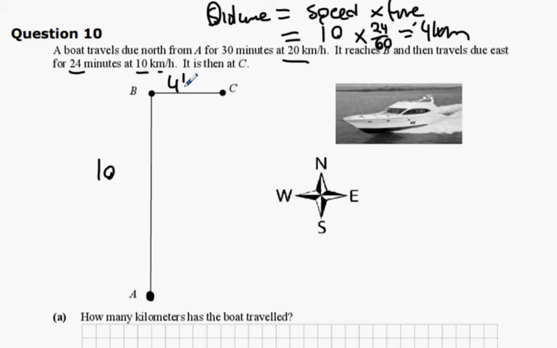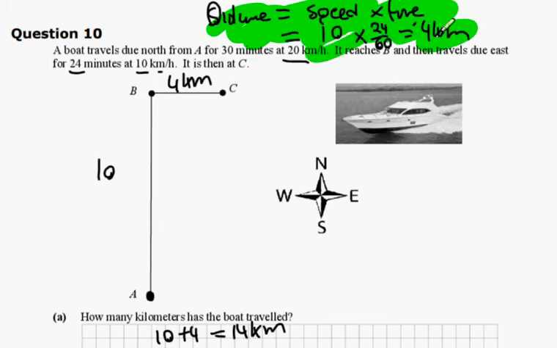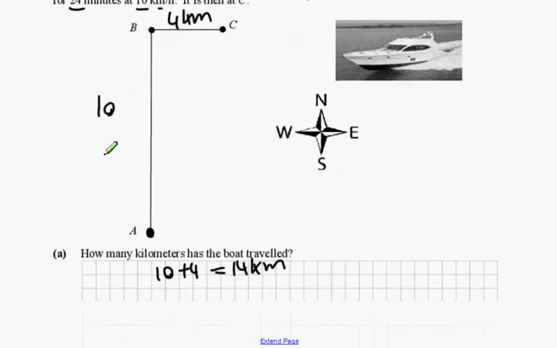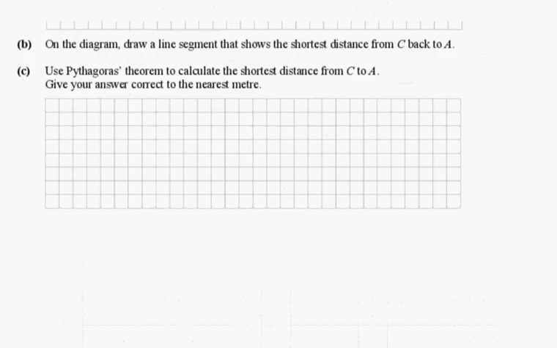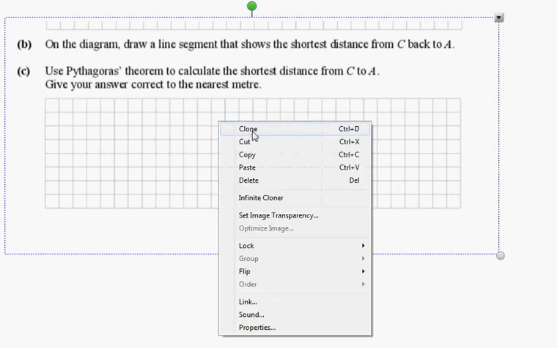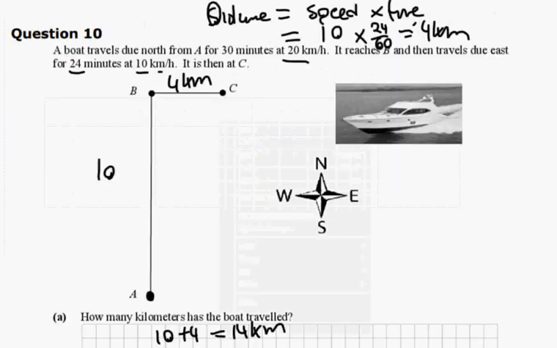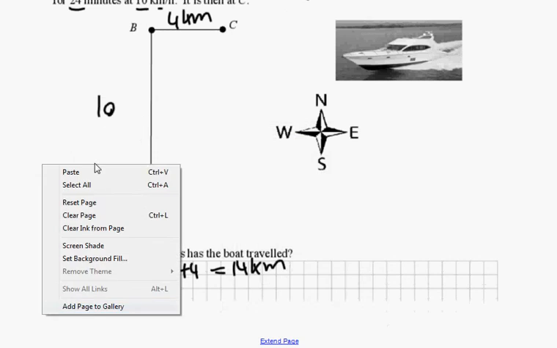Now, and then we're at this point C. How many kilometers has the boat travelled? 10 plus 4 equals 14. By the way, you'd actually have to show what workings? You have to show what I did up here. Yeah, I'd say so, yeah. Now, next part after that. On the diagram, show a line segment that gives you the shortest distance back.